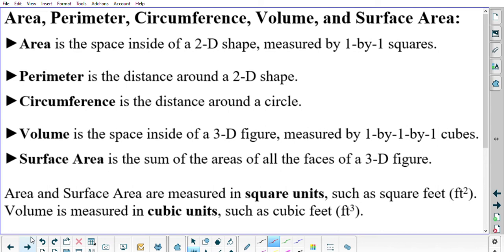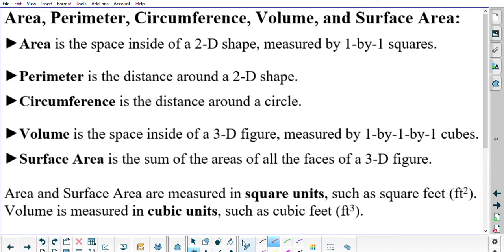Volume is the space inside of a 3D figure. So that's not going to be measured with squares. That's going to be measured by 1x1x1 cubes. Surface area is area, but it's the sum of the areas of all the faces that make up a 3D figure. Now, you heard me say area is measured by 1x1 squares, and volume is measured by 1 by 1 by 1 cubes.